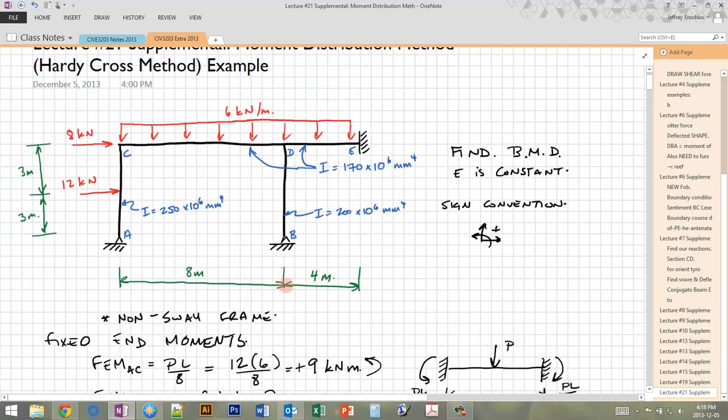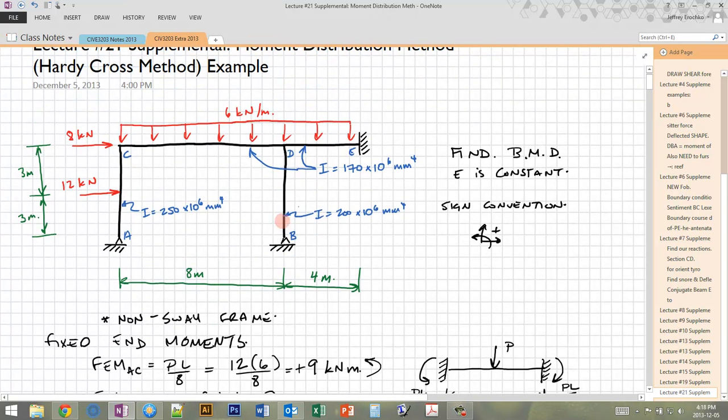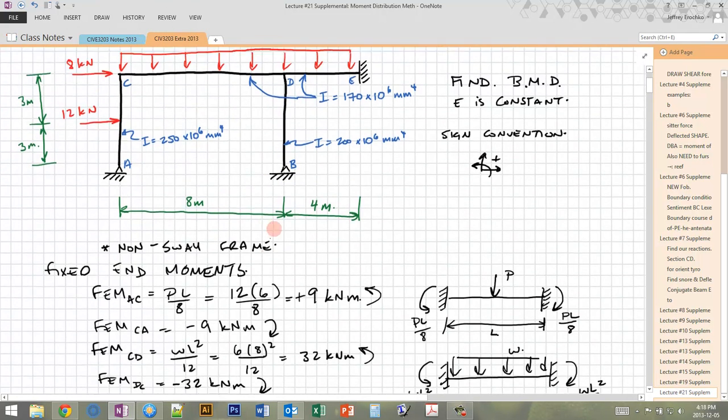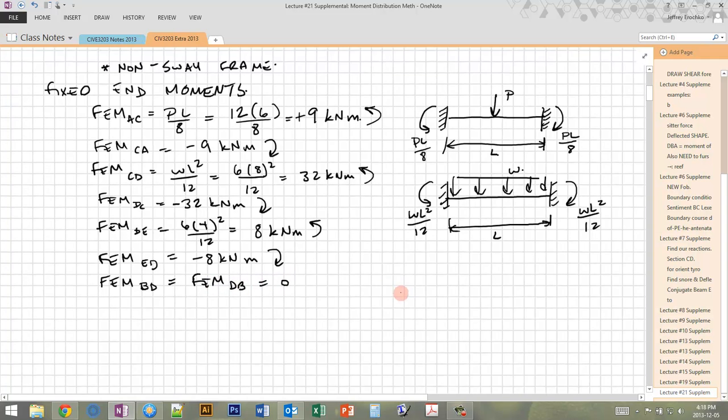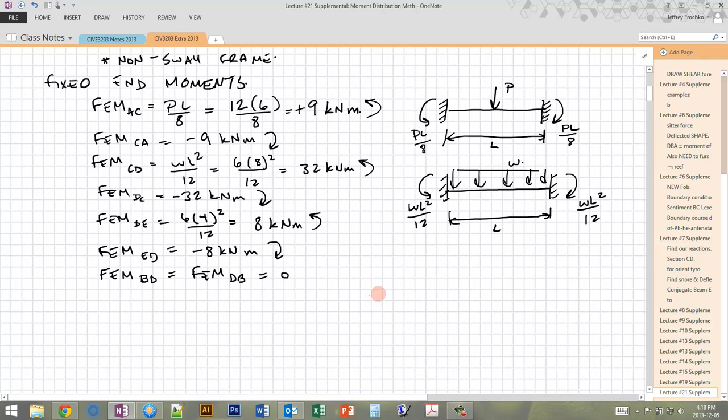and then our last ones are for this last member, BD. There are no loads in between the joints, which means there are no fixed end moments. So FEM BD equals FEM DB, which equals 0. So those are all our fixed end moments.